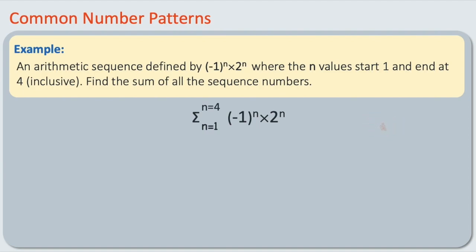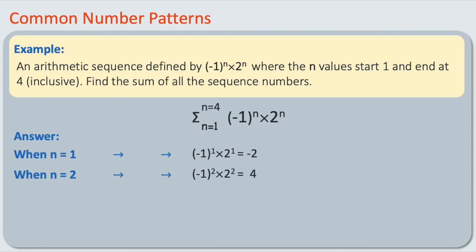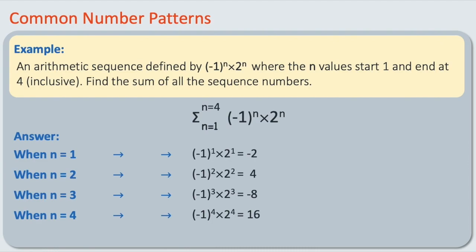When n is equal to 1, the value is -2. When n is equal to 2, the value is 4. When n is equal to 3, the value is -8. And when n is 4, the value is 16. We can add these 4 terms to give us the sum, like this. And the answer is 10.